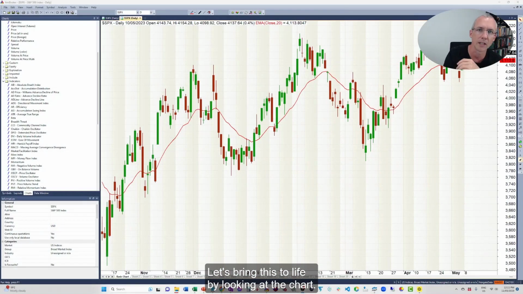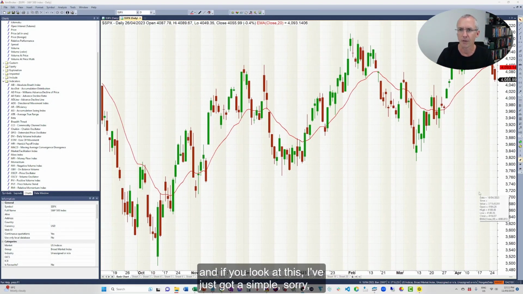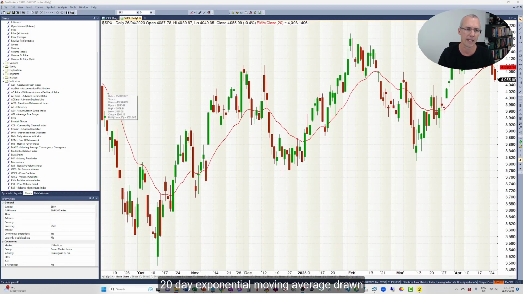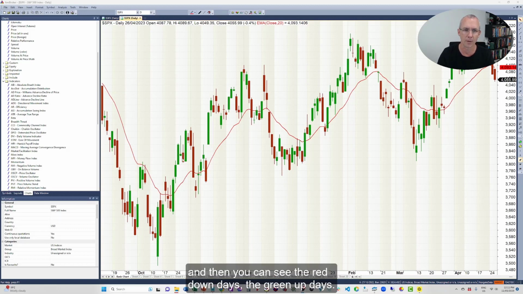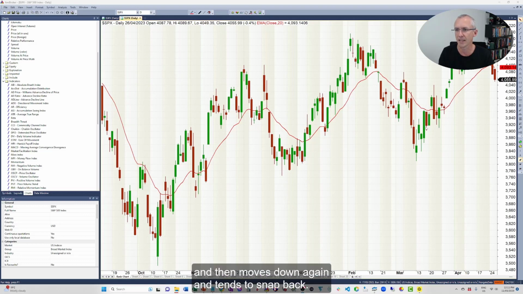Let's bring this to life by looking at a chart. This is just a chart of the S&P 500. And I've just got a simple 20-day exponential moving average drawn on this chart in red here. And then you can see the red down days, the green up days. If you look, the price tends to move above the average and then snap back in an uptrend, and it bounces back. And then in a downtrend, it moves down and then tends to snap back, and then moves down again and tends to snap back. This is what we talk about as mean reversion.